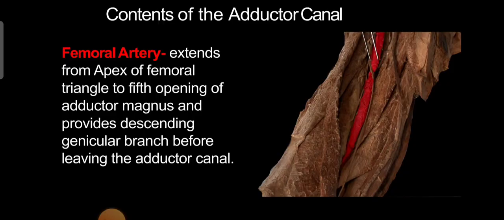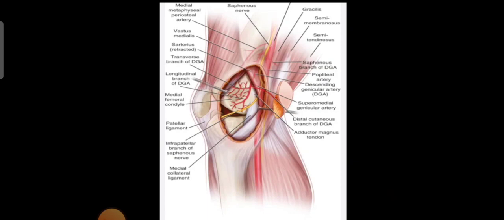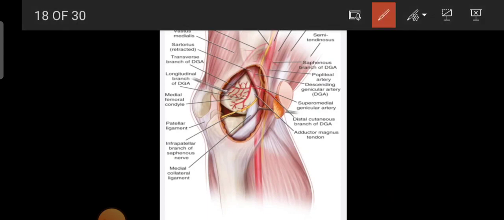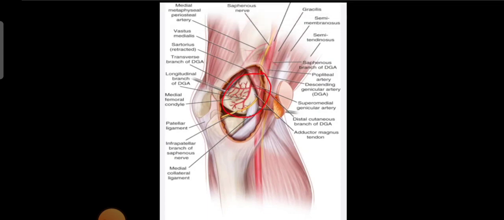Now the femoral artery in the adductor canal extends from apex of femoral triangle to the fifth opening of the adductor magnus, and in this canal it provides descending genicular branch before leaving the adductor canal. So here we can see the descending genicular branch for the knee joint provided by the femoral artery in the adductor canal.